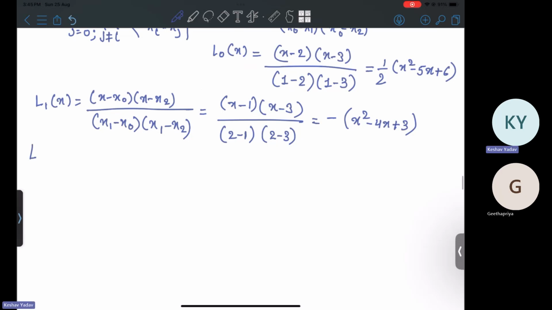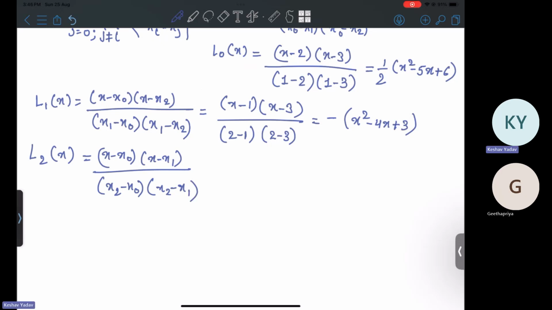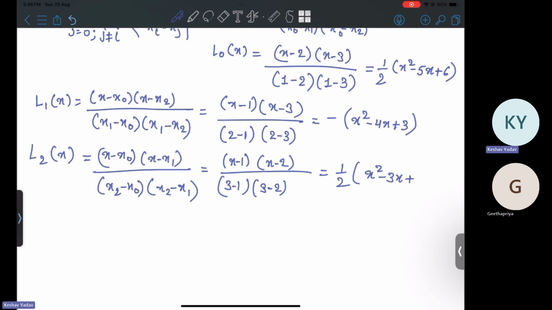Similarly, if I find L2(x), it will be equal to (x minus x0)(x minus x1) divided by (x2 minus x0)(x2 minus x1). So 3 minus 1, 3 minus 2, and here (x minus 1)(x minus 2). This leads to 1 by 2 times x square minus 3x plus 2.